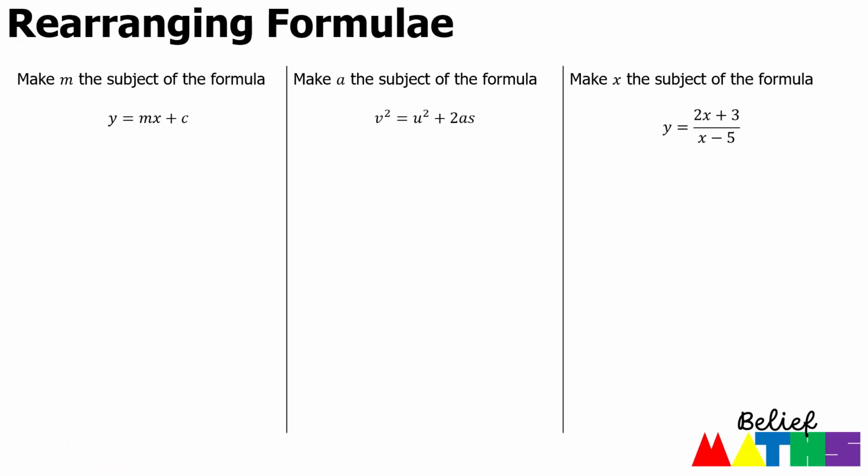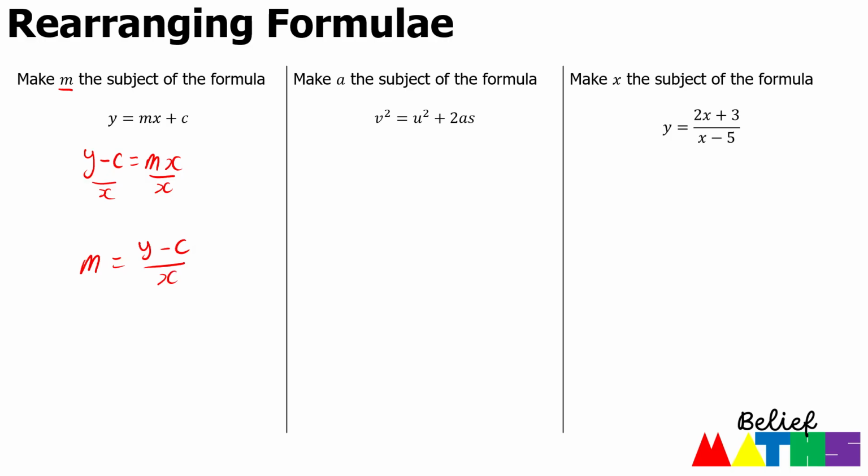Next one, rearranging formulae, is very similar to solving equations. It's just about getting that thing on its own. So in this case, we're trying to get m on its own. So what we can do is, if we just imagine that we covered this up, we want to get rid of this positive c. When we bring that to the other side of the equal sign, it becomes negative c. So we've got y minus c equals, and then this thing just comes back, mx. To then get m on its own, like we did before, we're just going to divide both sides by x. And that tells us then that m is equal to y minus c over x. It's good practice to always have your subject first.